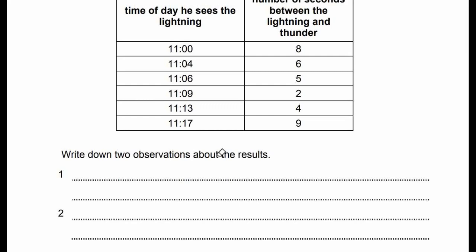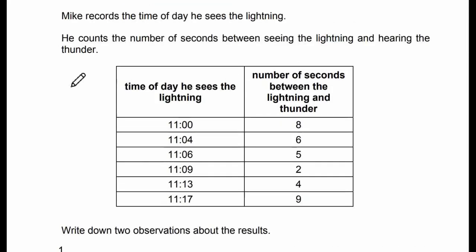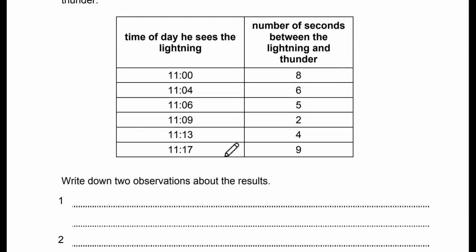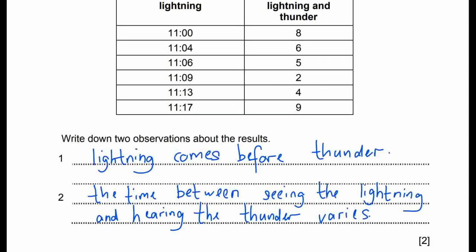From here we can see that lightning always comes before thunder, because light waves travel faster than sound waves, so lightning comes before thunder. So the 2 observations will be: lightning comes before thunder. The time between seeing the lightning and hearing the thunder varies.